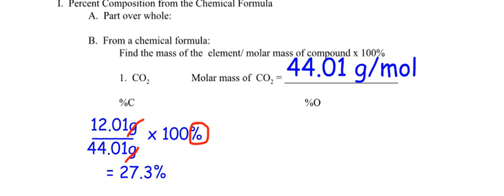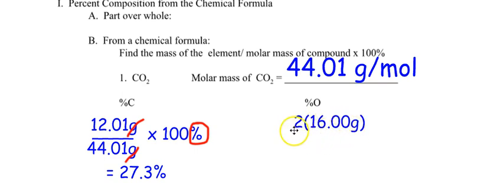So let's look at percent oxygen. This is a little bit different, isn't it? Because how many oxygen atoms do we have in one molecule of carbon dioxide? Well, hopefully you realize that there are 2 atoms of oxygen. So what am I going to do to the number 16?